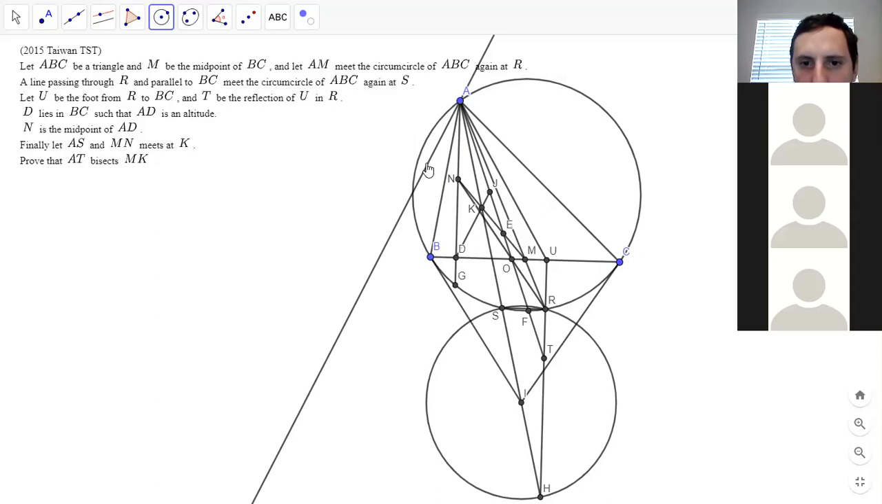Maybe we can project through N somewhere, because we have proved that NR and O are collinear. So like project D, M, O, U somewhere, I don't know where, but somewhere. Okay. Through N. D, M, O, and U.